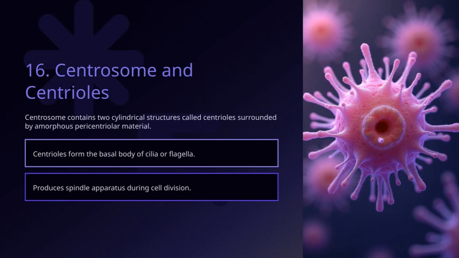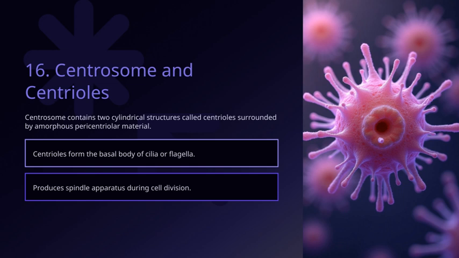Now, let's look at the centrosome and centrioles. The centrosome is a crucial organelle in cell division because it produces the spindle apparatus, which is essential for pulling chromosomes apart accurately. Inside the centrosome, you'll find two cylindrical structures called centrioles. These centrioles are surrounded by an amorphous, gel-like material known as paracentriolar material. The centrioles also play a key role as they form the basal body of cilia, or flagella, which are structures involved in cell movement and sensory functions.